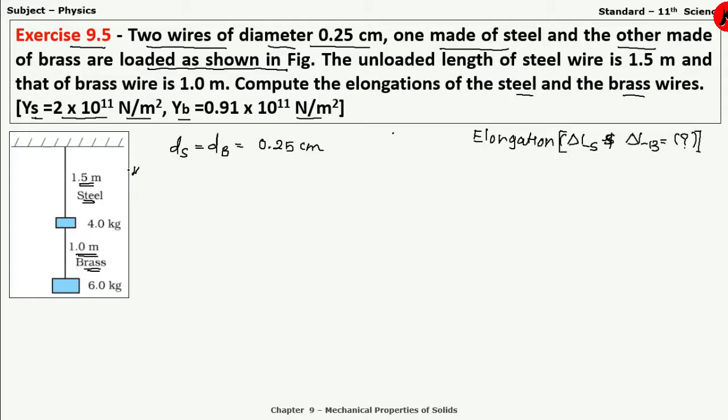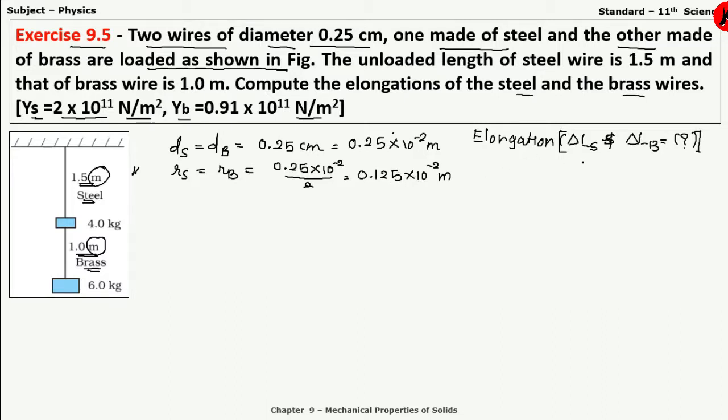The lengths of the steel and brass wires are given in meter, but the diameter, which is equal for both, is given in centimeter. So we need to convert centimeter into meter for this calculation. Converting, 0.25 into 10 raised to minus 2 meter, or you can directly divide by 100. So the diameter for steel as well as brass is 0.25 into 10 raised to minus 2 meter, and the radius Rs equal to Rb is 0.25 into 10 raised to minus 2 divided by 2, which becomes 0.125 into 10 raised to minus 2 meter.